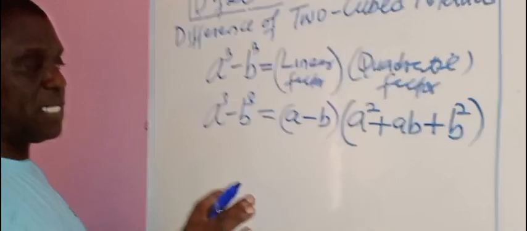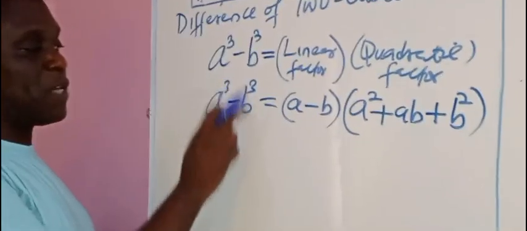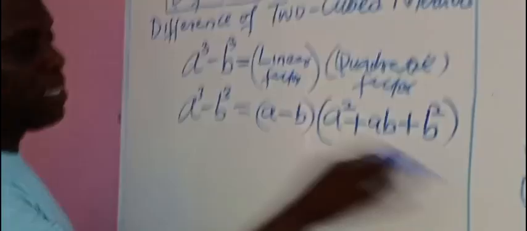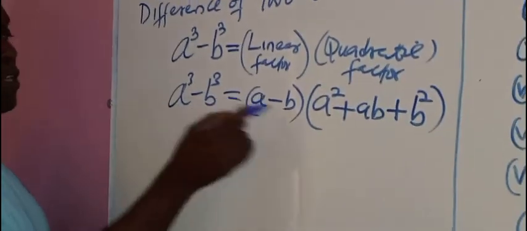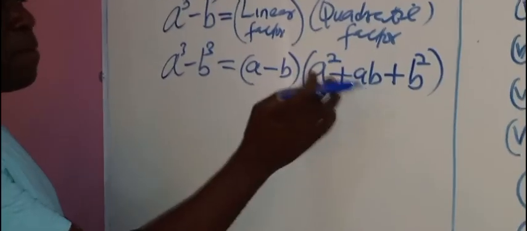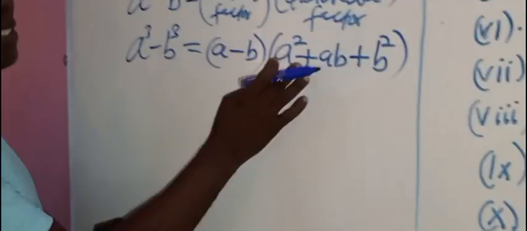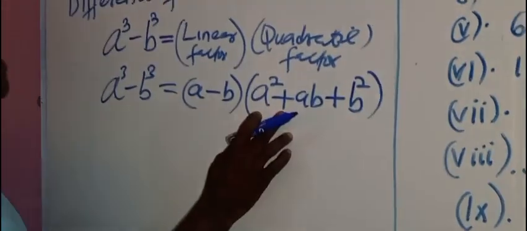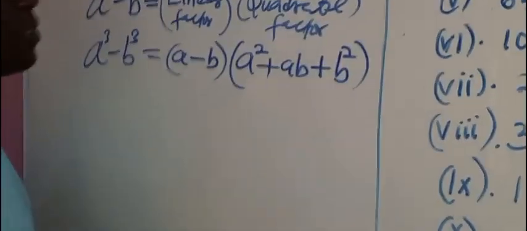Look at it, very simple. A raised to the power 3 minus B raised to the power 3, the answer is this. How do I get it? Pick A minus B, just like this minus. Then pick A and square it. Multiply A and B. Since this is minus, the next sign will be plus. But the last one must always be plus.